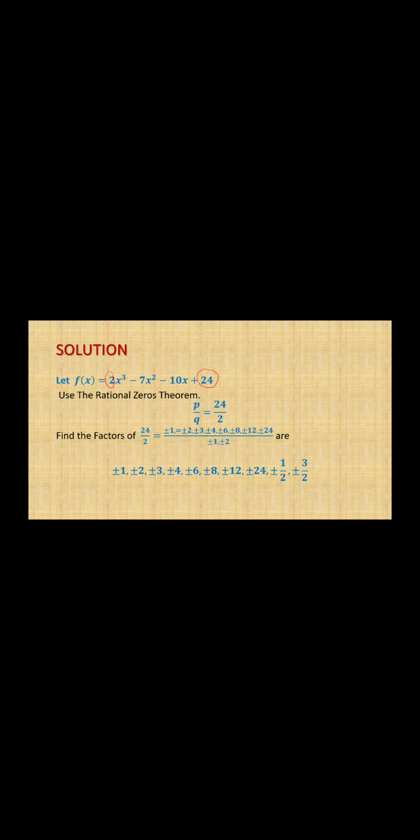We can see that all the rational zeros are negative and positive 1, 2, 3, 4, 6, 8, 12, and 24, by dividing all these factors by 1. And when we divide by 2, all are repeated except we have 1 divided by 2 is half, so we have negative and positive half, and 3 divided by 2 is 3 over 2, so we have negative and positive 3 over 2.